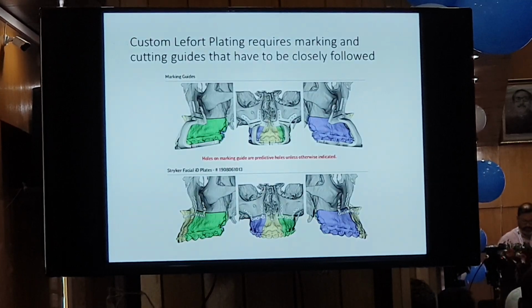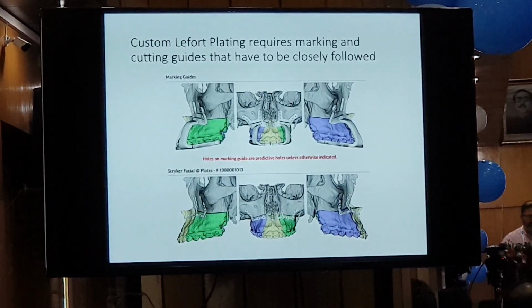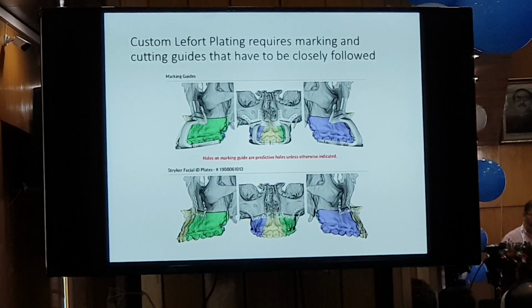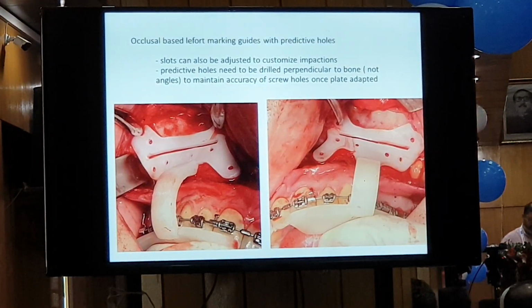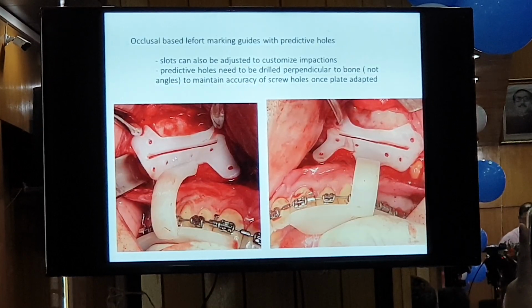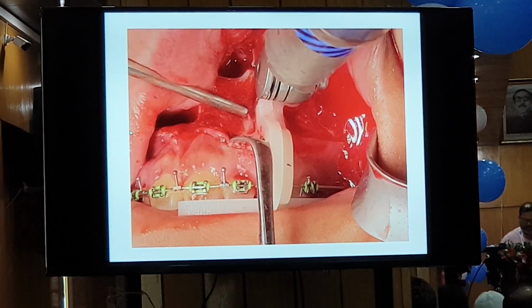The issue is with these custom Lefort plates, you get a marking guide that you have to follow closely because the predictive holes in these guides are basically where your rigid fixation custom plate is going to lie. So you have to follow those guides very, very closely. Okay, and so you get these occlusal-based guides with these holes in it, and these holes are predictive holes for where your custom plate is going to go in. And this is just a picture of a cutting guide for interdental osteotomy.